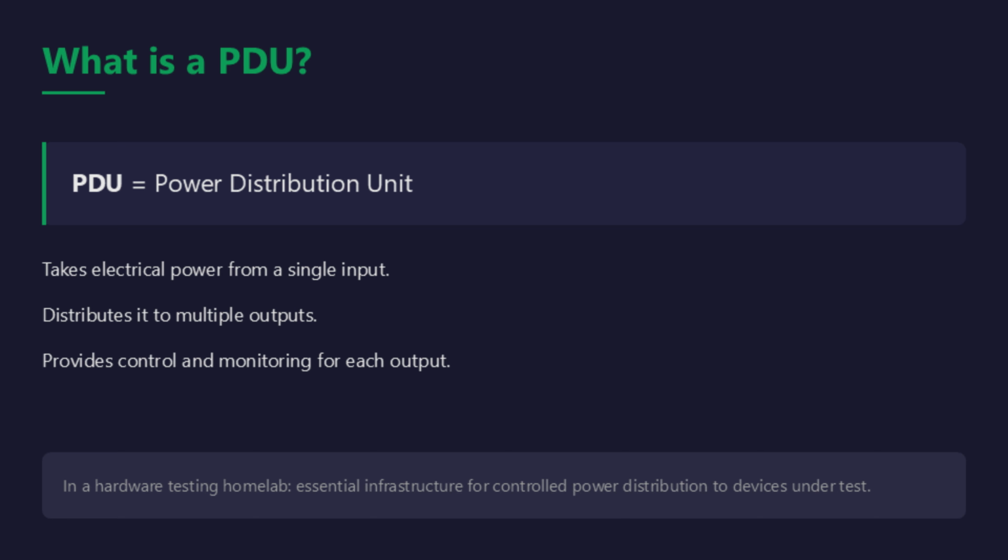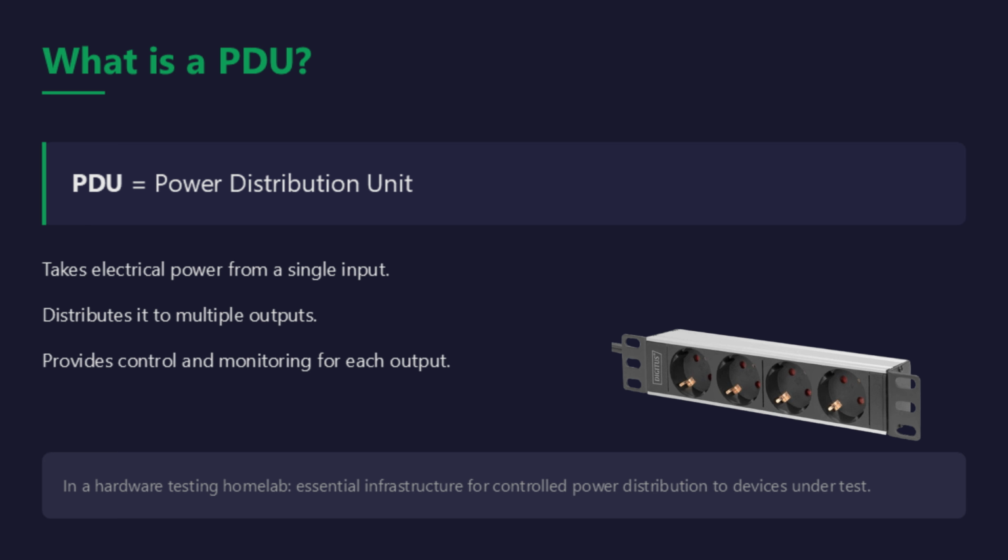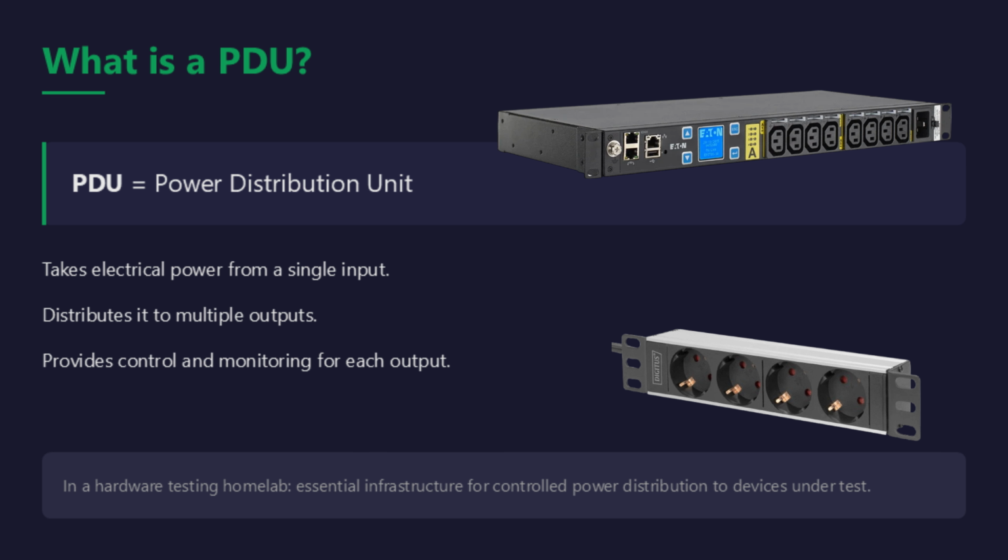Just think about what is under your desk right now. Probably a power strip. You plug it into the wall, then you plug the monitor, your computer, maybe a lamp into it. That is power distribution in its simplest form. A managed PDU does the same thing, but it does it better, and it gives you control over what happens at each output.